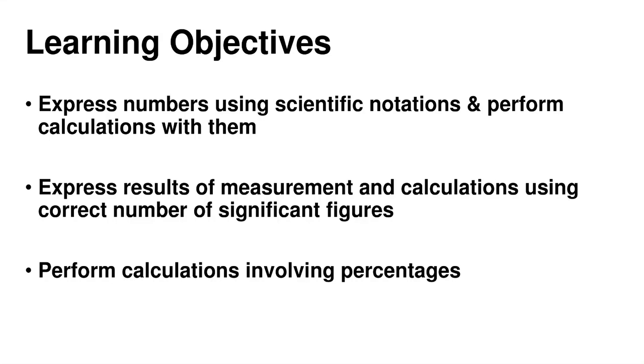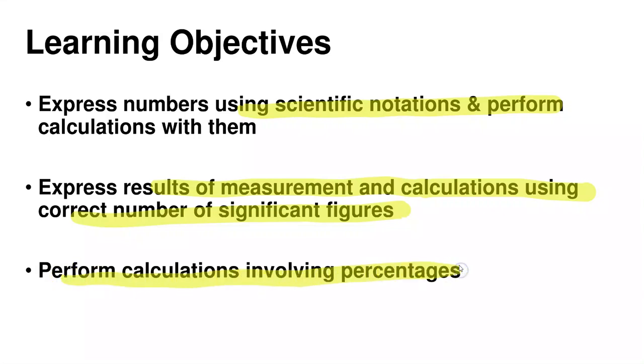So the three learning objectives we're going to be achieving at the end of this class include: to express numbers using scientific notation and perform calculations with them; we'll express results of measurements and calculations using the correct number of significant figures; and finally we'll perform calculations involving percentages. Those are the three learning objectives we're going to achieve at the end of this class.